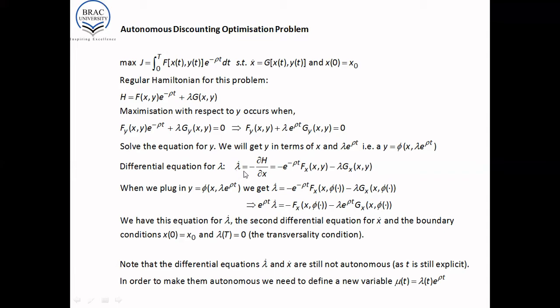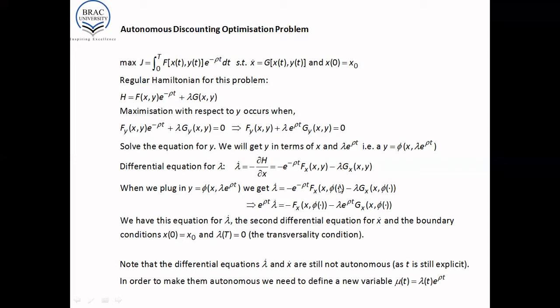So lambda dot is equal to minus del h by del x, which is equal to minus e to the power minus rho t f sub x minus lambda g sub x. Check it, you will get this result. When we plug in y is equal to phi of x, lambda e to the power rho t, we get lambda dot is equal to minus e to the power minus rho t f sub x of x and phi, right? So instead of y, we are writing this function phi, minus lambda g sub x, x and phi.